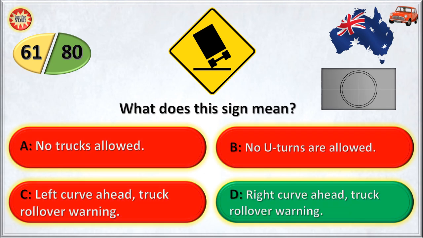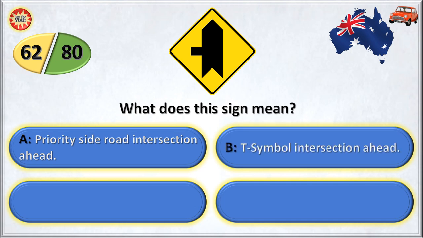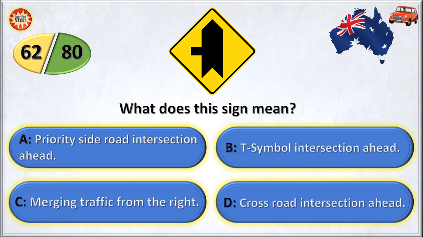Right curve ahead, truck rollover warning. What does this sign mean? Priority side road intersection ahead. T-symbol intersection ahead. Merging traffic from the right. Crossroad intersection ahead.